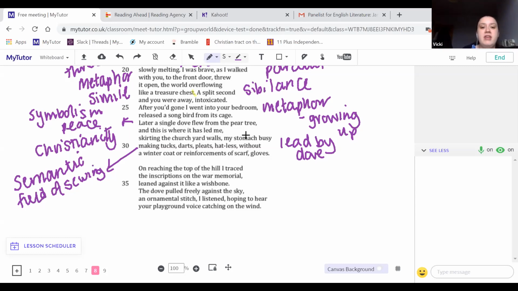On reaching the top of the hill, I traced the inscription on the war memorial, leaned against it like a wishbone.